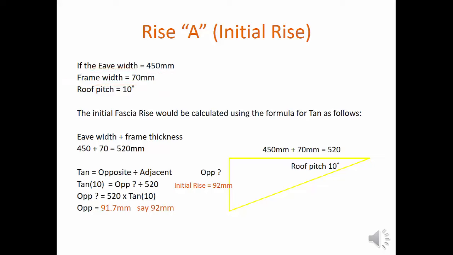So we must first add the eave width to the frame width, the eave width of 450 millimeters and the frame width of 70 millimeters. Adding those two together, we get 520 millimeters. So using the 520 millimeters, we apply it to our formula for tan, doing the same conversions as we did previously. And this time it would be 520 millimeters multiplied by tan 10, which gives us 91.7. So we would say 92 millimeter initial rise for rise A.